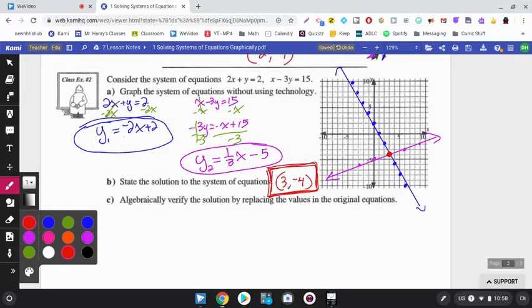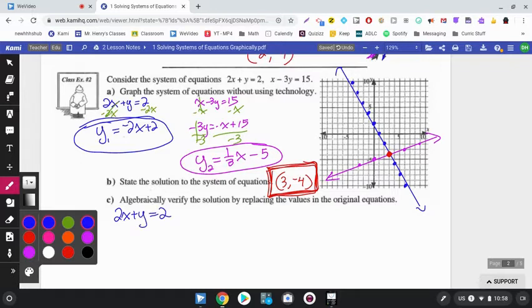Okay. All right. C, what it asks us to do is verify that the answer is correct. So verifying is something you did in grade 9 for solving equations. And what we're going to do is take both equations and test this value. Okay, so I go back to the original version.